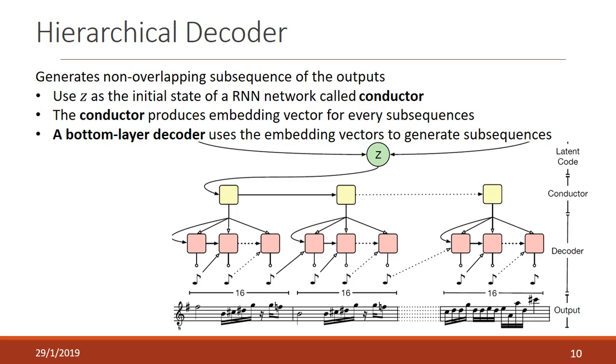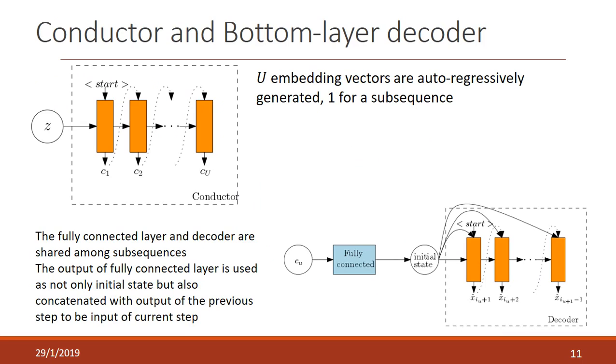A hierarchical decoder generates output for non-overlapping subsequences of the output. An RNN called the conductor uses the latent vector z as its initial state and auto-regressively produces embedding vectors for every subsequence. A bottom layer decoder uses the embedding vector to generate the subsequence. If we divide the output into U subsequences, the conductor produces one initial embedding vector for each subsequence.